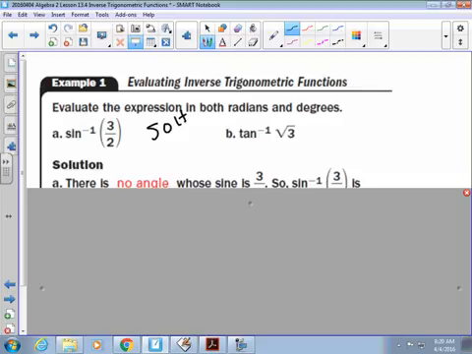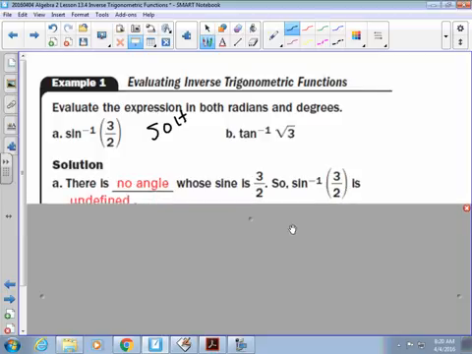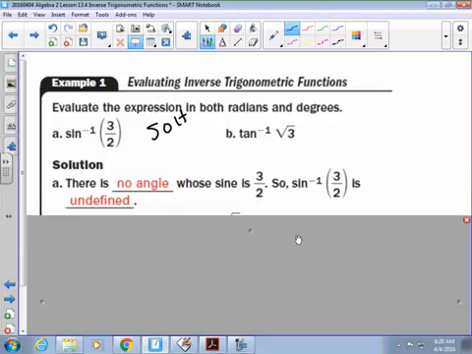So if you take a look at the unit circle that I gave you guys that we filled out, none of the y values just say 3 over 2. Some of them say the square root of 3 over 2, but none of them just say 3 over 2. That's why there's no angle whose sine is 3 over 2. Therefore, the inverse sine of 3 over 2 is undefined. There is no such thing with something like this.